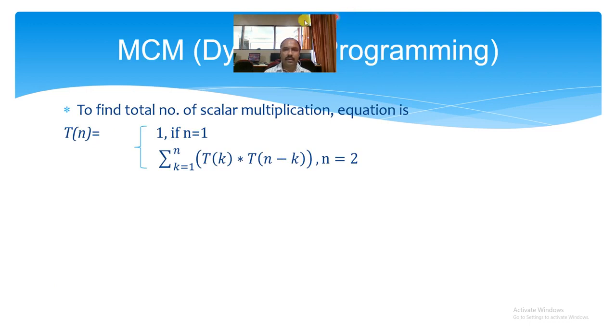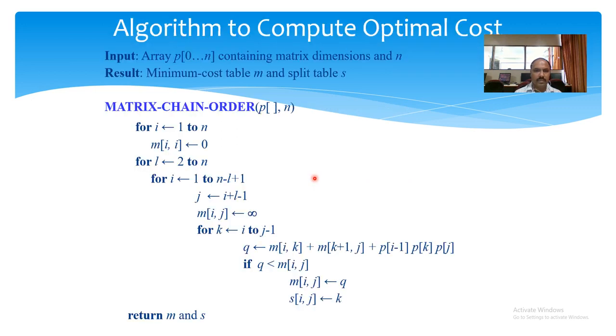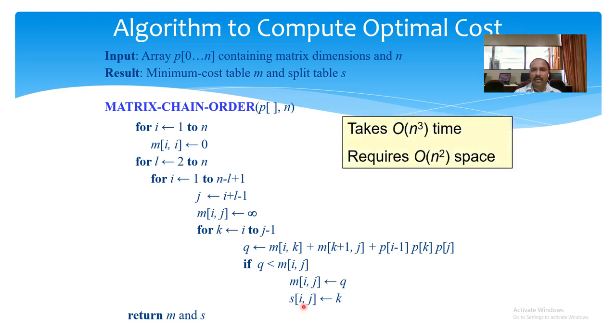And this recurrence equation for the matrix chain problem, T of n, is going to be equal to 1 if only one matrix is there, so it is always going to be 1. Otherwise, for any other case, sigma k equal to 1 to n of T k into T of n minus k, for n equal to 2 or some higher value, right? So this is the algorithm for finding the m table and s table that we have already seen, right?